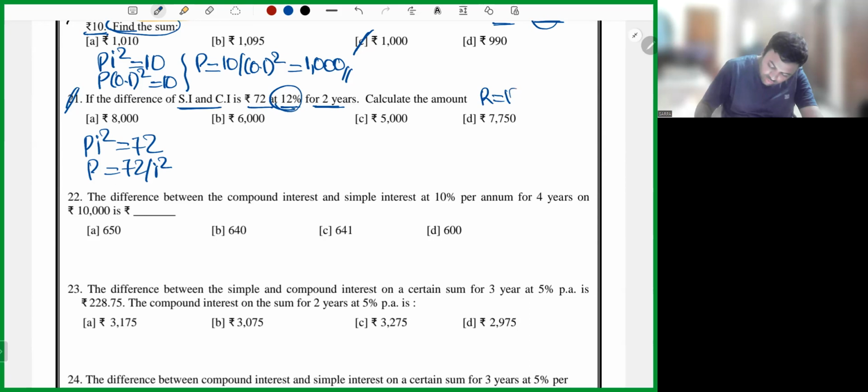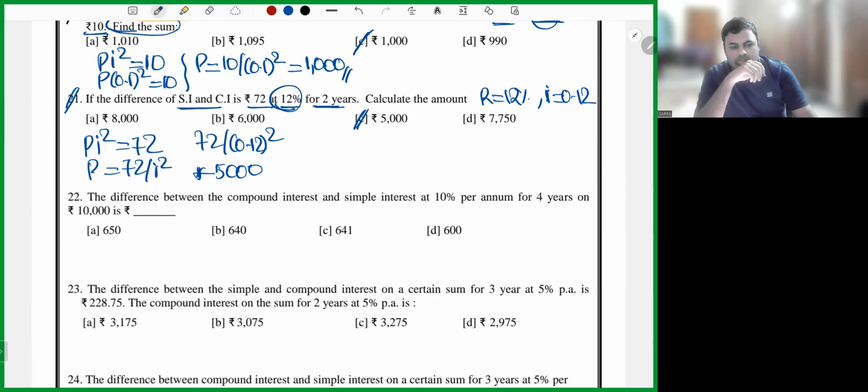R is equal to 12%. So obviously, sir, I is equal to 0.12, that is R by 100. So 72 divided by 0.12 whole square, that is 5,000 rupees. Okay. So simple point, nothing much difficulty in 21.